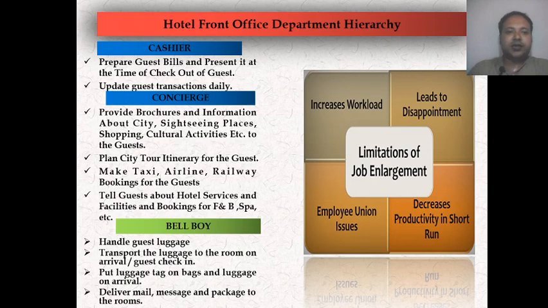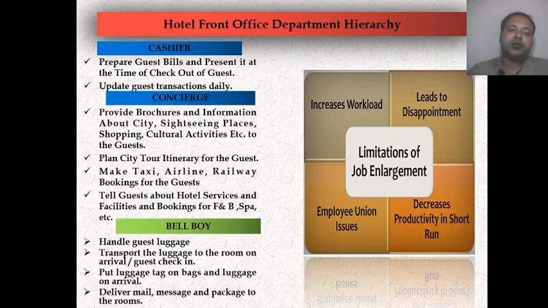And if we see the hotel front office department hierarchy, it also states some important guidelines here, like cashiers. Cashiers basically prepare the bill of a guest, and they usually collect the check-in and checkout data of a guest, record, and update the guest transaction daily. Besides this, the concierge basically plays another important role in the hotel.